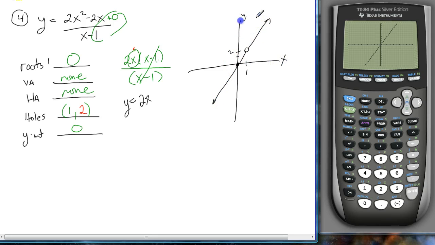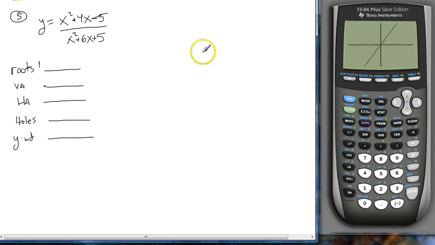This is x, this is y, this is f(x). We could check it on the table if you wish, but this is what it looks like. Let's try another one. Back to the top, back to the bottom.